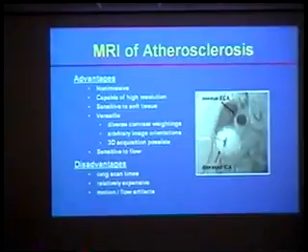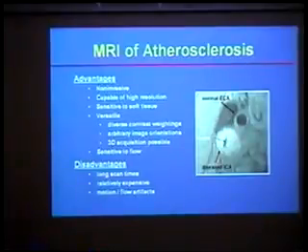Also, you can do anatomical images to look at the structures specifically. In this case, we believe we should be able to use both the so-called stationary sensitivity and also the flowing information to look at the vessel wall more comprehensively.